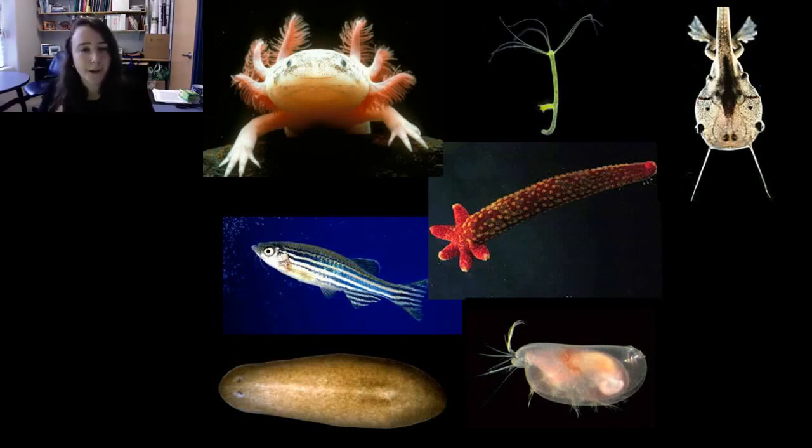So I have here an array of animals that are capable of tissue regeneration, ranging from the hydra at the top in the middle there, to frog tadpoles. Adult frogs can't regenerate very well, but tadpoles can, as well as zebrafish and starfish. In the bottom left is a flatworm called a planarian, and a crustacean known as an ostracod is in the bottom middle there. Now, what I hope you can appreciate in this slide is that the axolotl stands apart from these other animals because it's a little bit more similar to us.